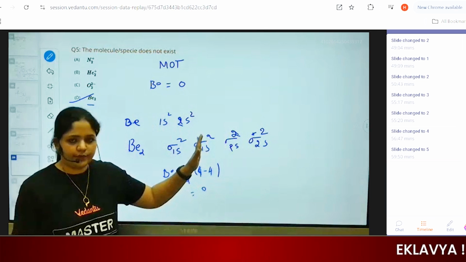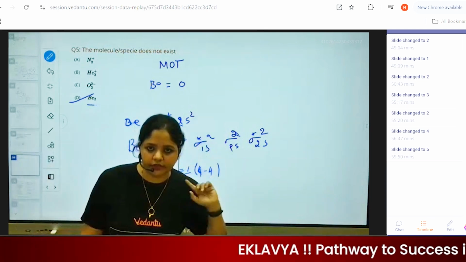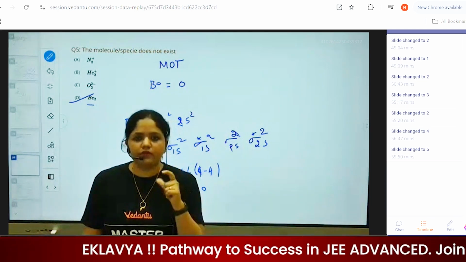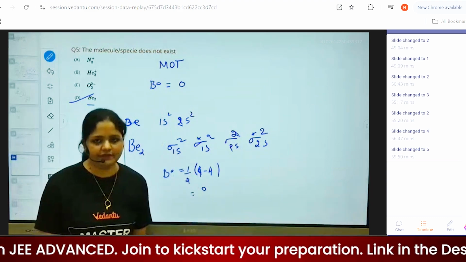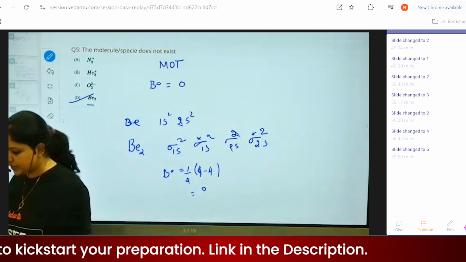So this kind of question we will solve with the help of molecular orbital theory. We will take the molecular orbital diagram, based on which I have got this electronic configuration, and we have done it. Moving further, next question.